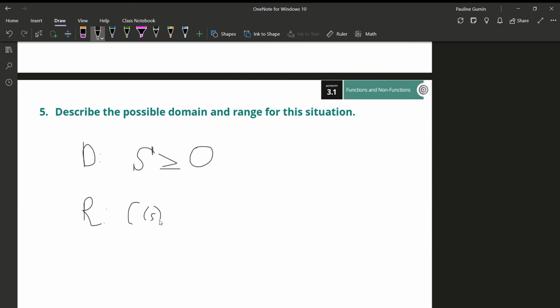C of S. Now, in this problem, we are told that before we order any shirts, we have to pay a one-time fee of $15. So the least amount of money that we could spend is $15 because even if we don't buy any shirts, we have to pay for the design.